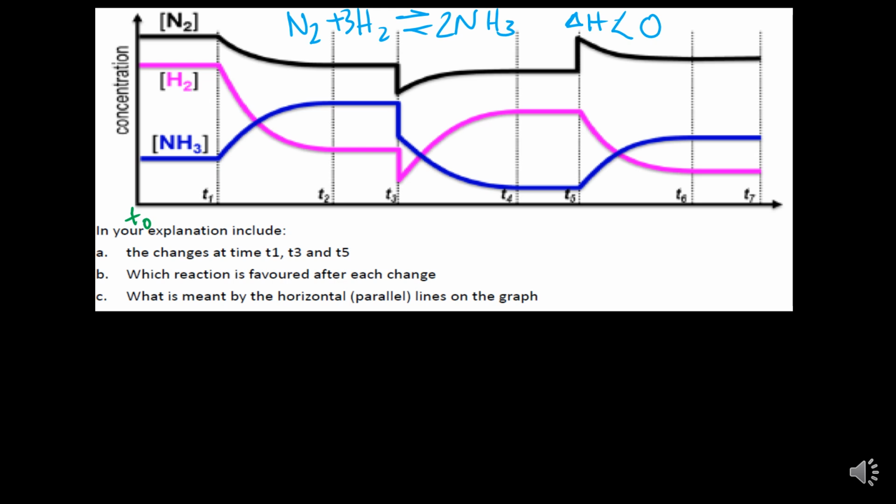Then something happens at T1, right? And then there's a change in the concentrations. Then something happens at T2. You can see the concentrations are constant again until another dramatic change happens at T3, right? Okay, let's analyze it and answer it and make sure that we understand it going forward.